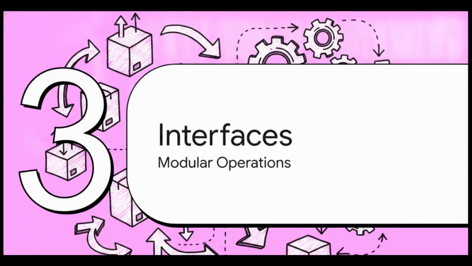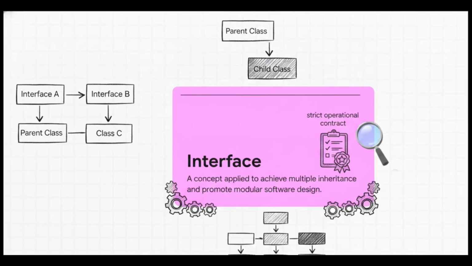Section 3. Interfaces, mastering modular operations. So our products don't just sit there gathering dust. Stock arrives, items ship out. We need actions. But here's the catch. Java has a really strict rule where a class can only inherit from one single parent class at a time.